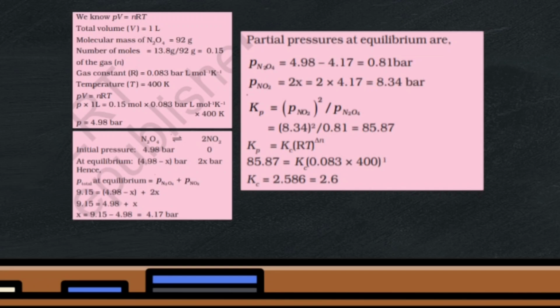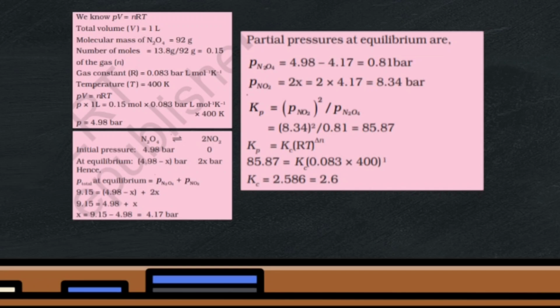From this, we can calculate the value of Kp. So here for this reaction, Kp will be partial pressure of NO2 power 2 by partial pressure of N2O4. So we'll substitute the values, that is 8.34 square by 0.81, which is equal to 85.87 as the answer.